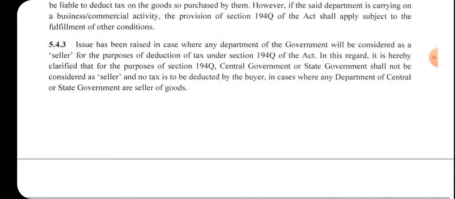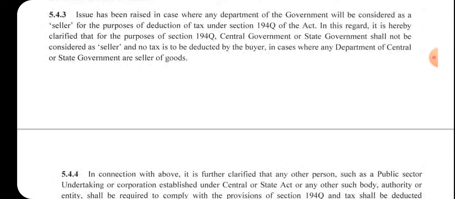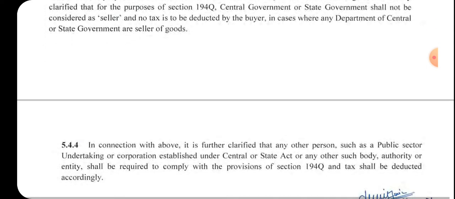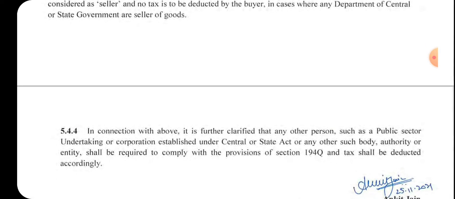An issue has been raised in case where any department of the government will be considered as the seller for the purpose of the deduction of tax under Section 194Q of the Act. In this regard, it is hereby clarified that for the purpose of Section 194Q, central government or state government shall not be considered as seller and no tax is to be deducted by the buyer in case where any department of the central or state government is the seller of the goods. In connection with the above, it is further clarified that any other person, such as a public sector undertaking or corporation established under central or state act, or any other such body, authority, or entity shall be required to comply with the provision of Section 194Q and tax shall be deducted accordingly.